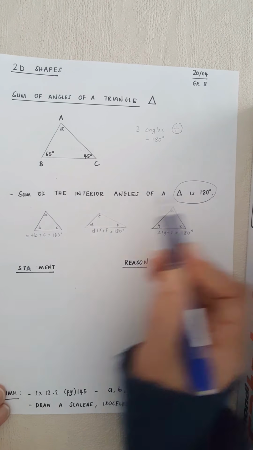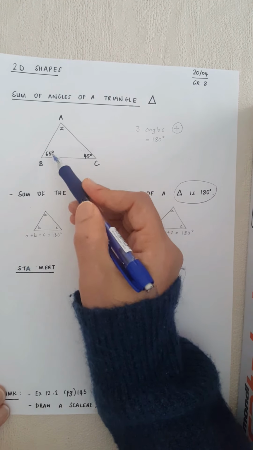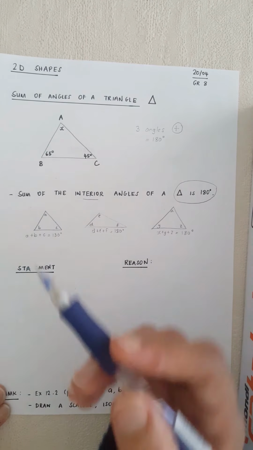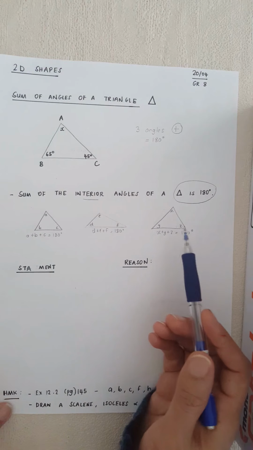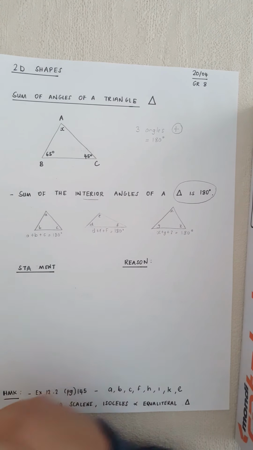So we have to learn this part here. And why do we call it the interior angles? Because it's the angles that are inside there. So I have to learn the theorem now that the sum of the interior angles of a triangle is 180 degrees. So let's do this example together, right?